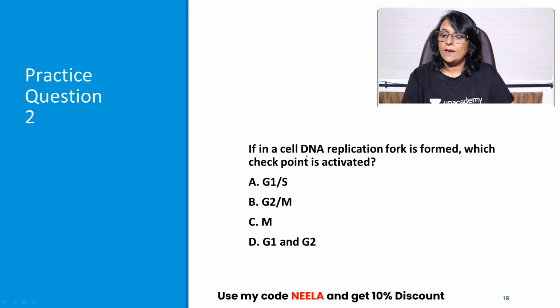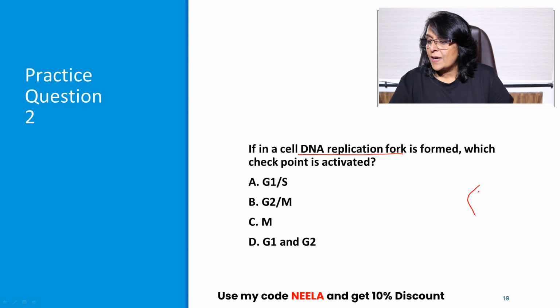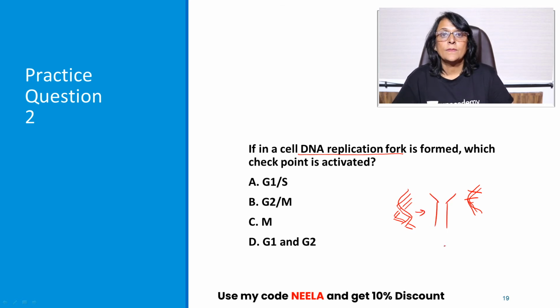If in a cell a DNA replication fork is formed, which checkpoint is activated? We said our DNA is a double-stranded structure. And when this DNA replicates, it opens and it is seen in the form of a fork. If there is a fork, that means the new DNA is formed or being formed. So if new DNA is being formed, that means the cell has entered S phase. And if it has entered S phase, which checkpoint has been activated? The first one.